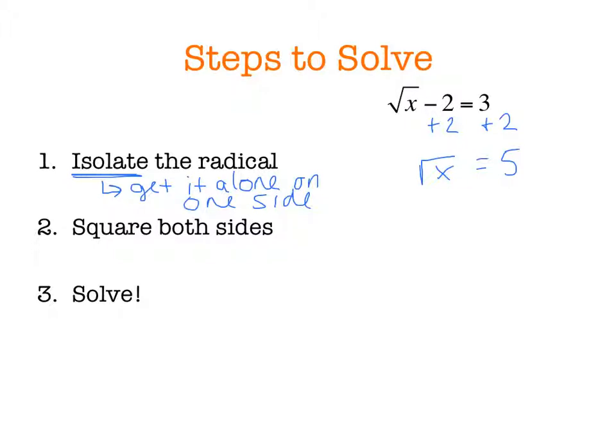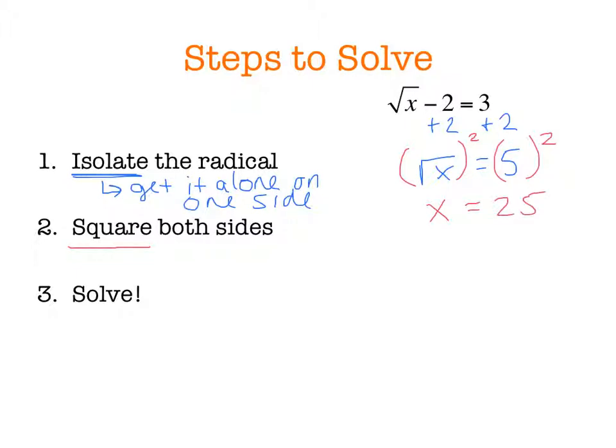Step 2 is to square both sides. That means you put the entire side in parentheses and square it. The square root of x squared is x, since the square root symbol and the squared cancel each other out, and that's equal to 5 squared, which is 25.